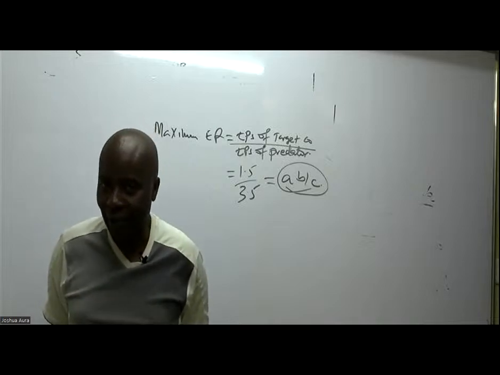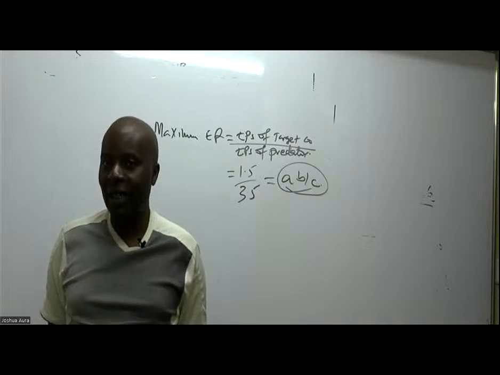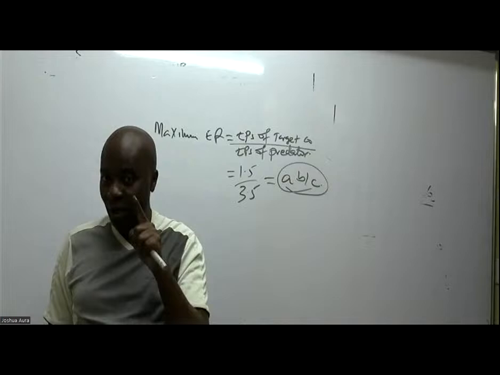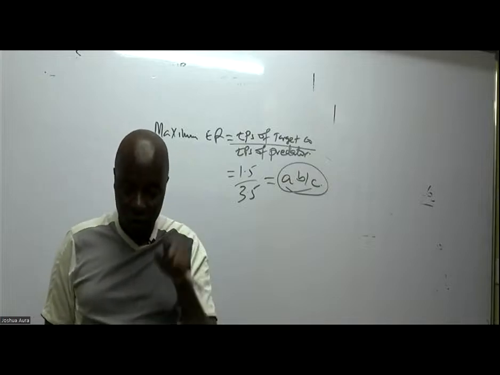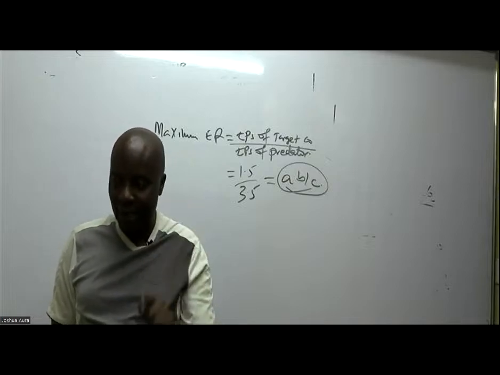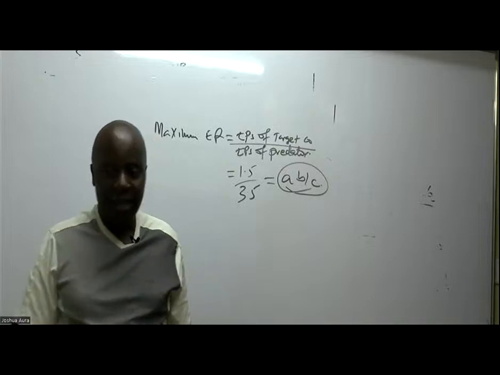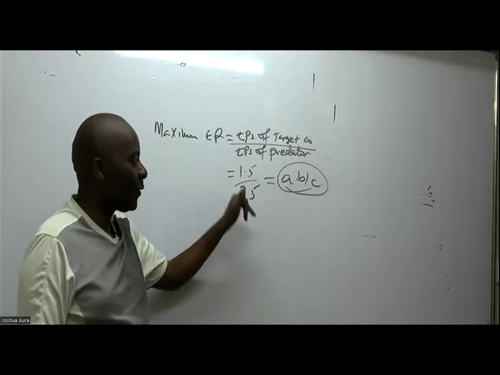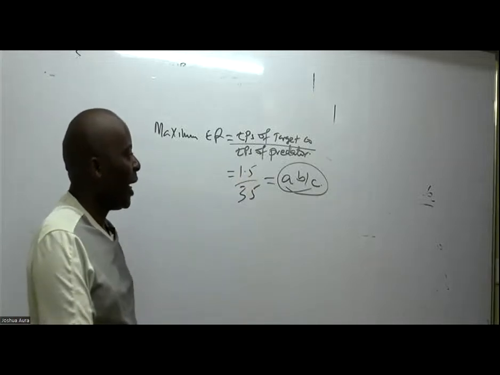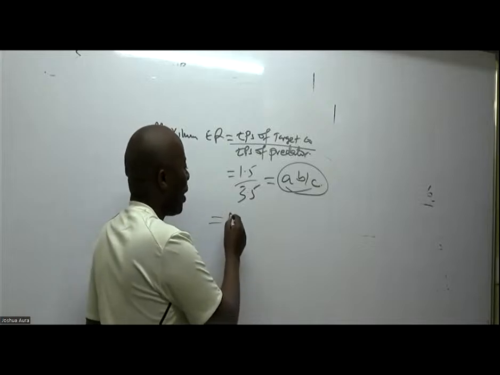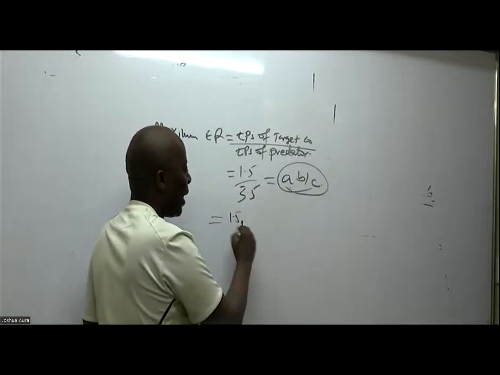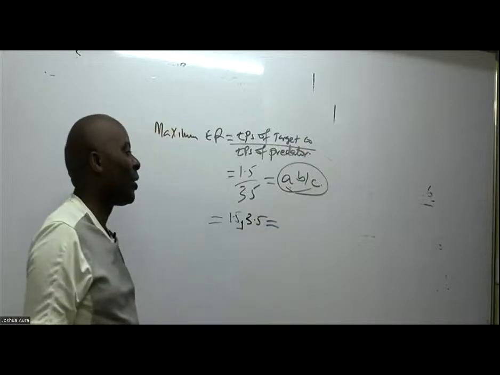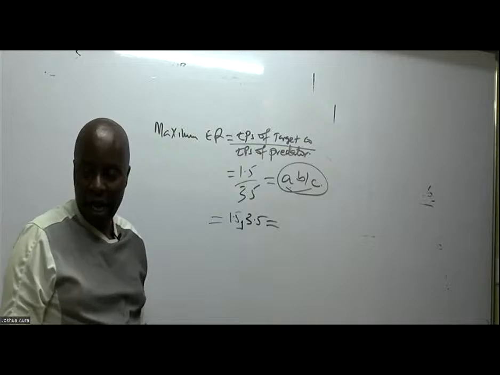This is a machine, garbage in, garbage out. Make sure you punch it very well. 1.5 over 3.5 equals, and then ABC. There is this button called ABC. You can even enter 1.5 over 3.5 directly and see whether your calculator will give you the 3/7.